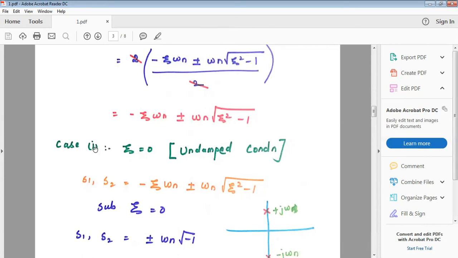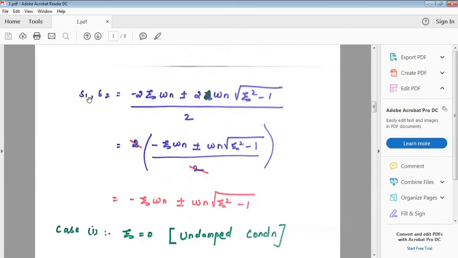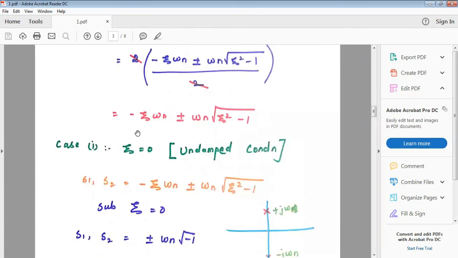Now we know for the undamped condition the value of zeta will be equal to 0, right? So substitute it in this expression. We will get, on the left hand side, s1, s2. Substituting zeta equal to 0, this whole term gets 0, so we have 0 plus or minus omega n into root of 0 square minus 1.